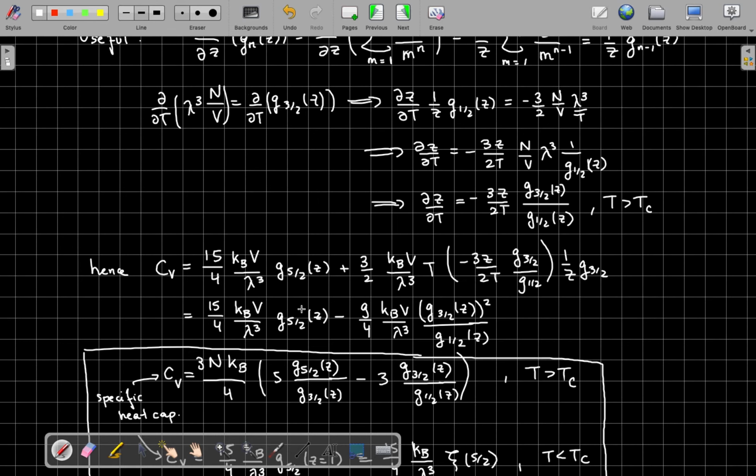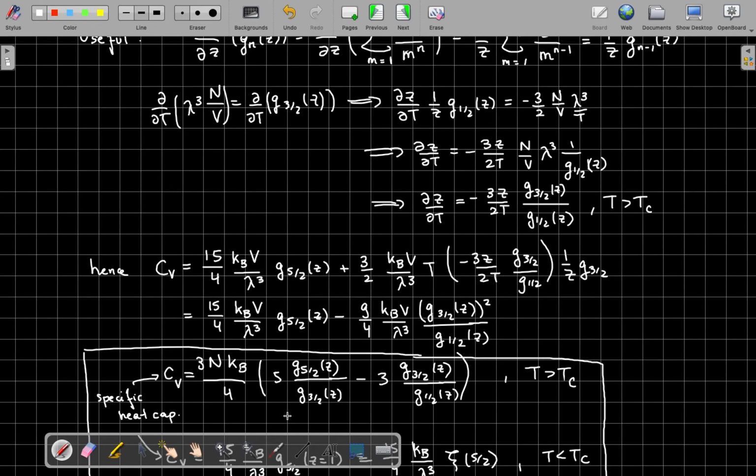Simplify things and we find 15/4 kB V over lambda cubed g 5 halves of z, again, minus 9/4 kB V over lambda cubed g 3 halves squared over g 1 half. Okay, the z's and the t's cancel out.